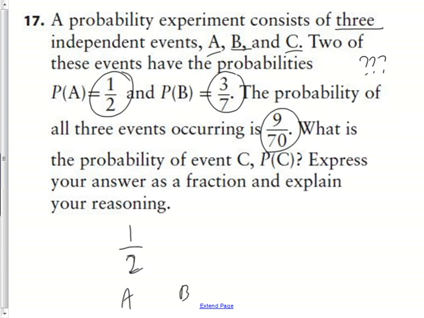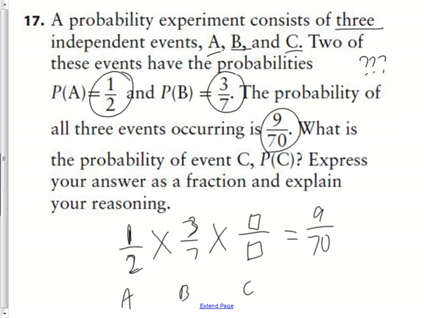B is 3 chances out of 7. And it could be anything. It could be spinning a spinner, rolling a dice. Who knows what it is. C, we don't know. So I'm just going to leave a box over a box. But I know the probability of all three of these happening together has a theoretical probability of 9 chances out of 70. Okay? So now all I have to do is just use a little bit of basic common sense. 1 multiplied by 3 multiplied by what equals 9? 3. So the number that goes up here has to be 3, correct? 1 times 3 is 3. 3 times 3 is 9.